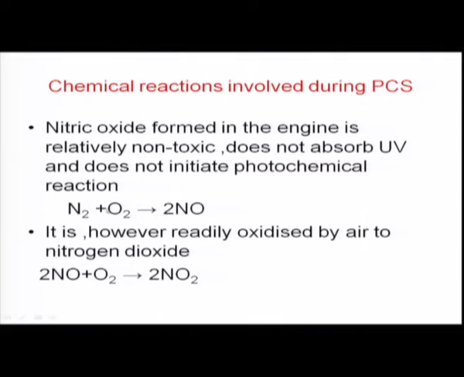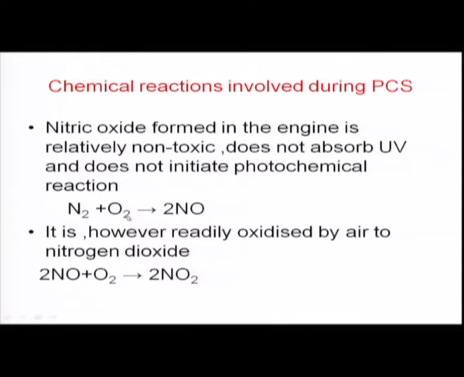One of the first requirements is that nitric oxide formation should take place. The nitric oxide formed in the engines is relatively non-toxic and not capable of absorbing UV light, and does not initiate any photochemical reaction. Nitrogen reacts with oxygen present in the atmosphere to form NO, but the reaction does not proceed very easily. There should be a hot climate, very high temperature is required. Then the car engine is the ideal place to generate this NO species, nitric oxide.